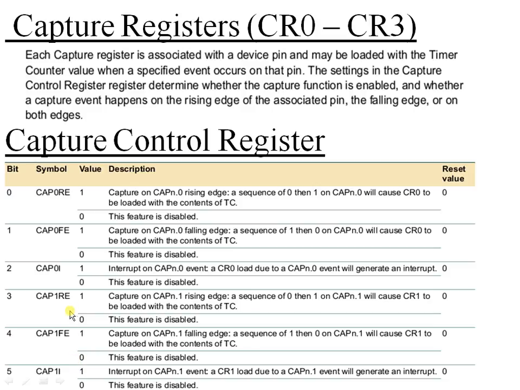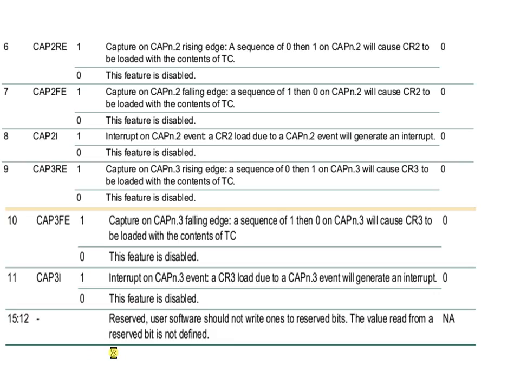Okay, if you are programming these 3 bits to logic 1, then what happens? It will capture the value of TC when a rising edge appears on the pin, as well as when a falling edge appears on the pin, and it will generate an interrupt for both the events. Okay, so this is how you can use the capture channel.